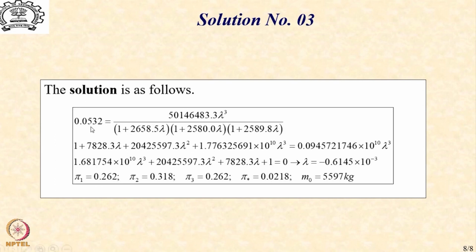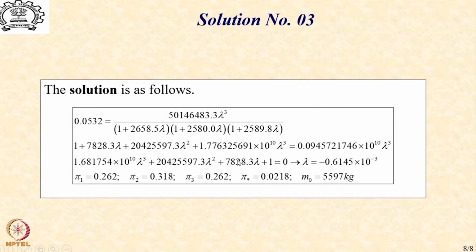So you see that when we expand the denominator, we are retaining the terms of the order almost up to 8th or 9th decimal place, so that the significant digits are all retained in the expansion. This results in the following cubic algebraic equation in lambda, that is 1.681754 into 10 to the power 10 lambda cube plus 2045597.3 lambda square plus 7828.3 lambda plus 1 equal to 0.